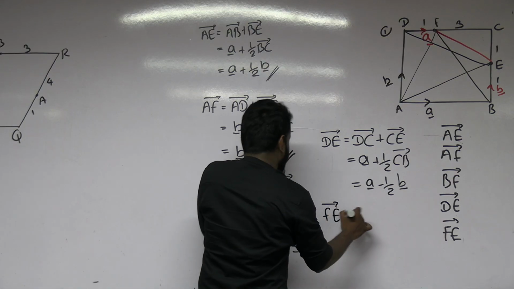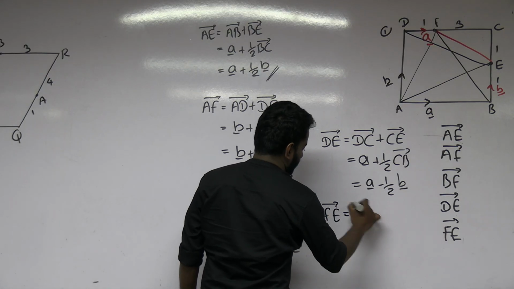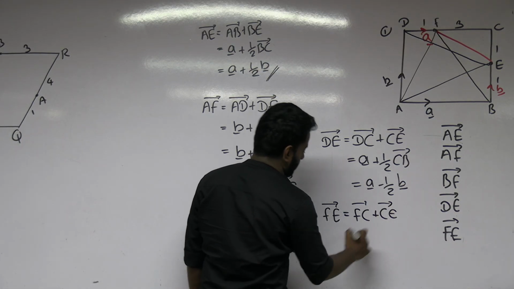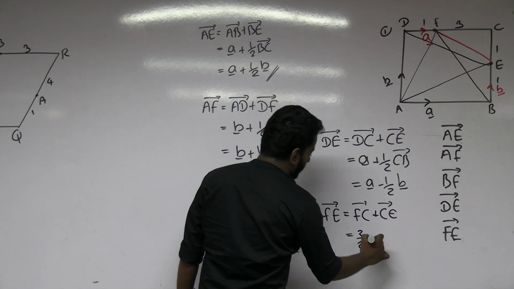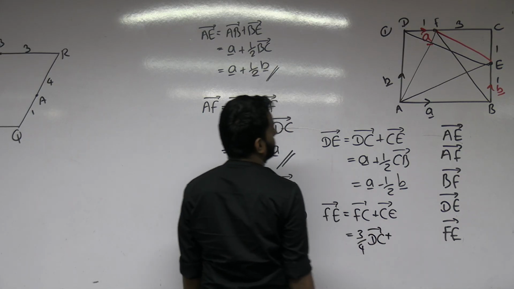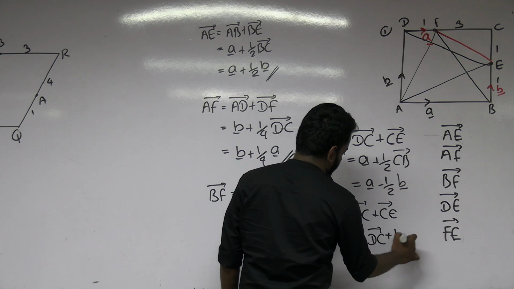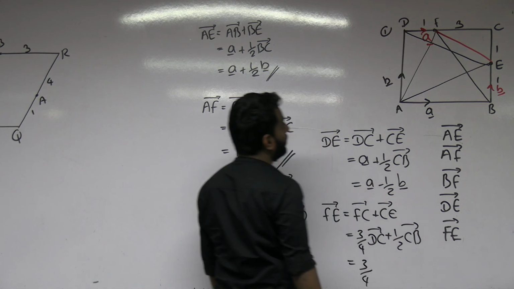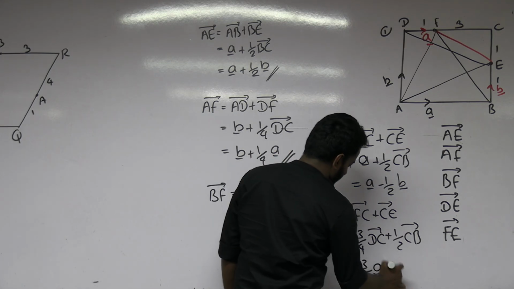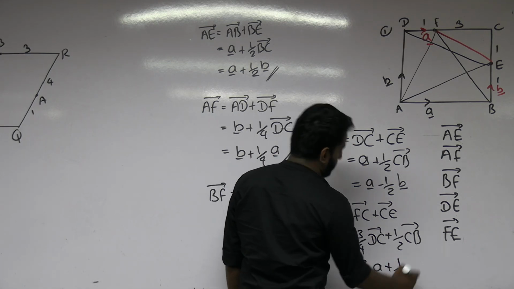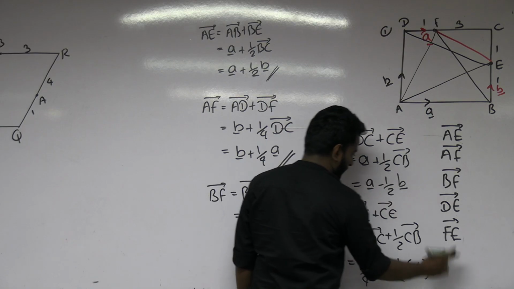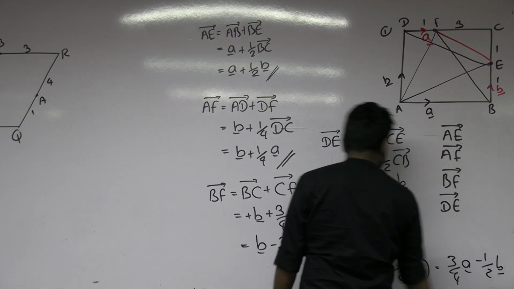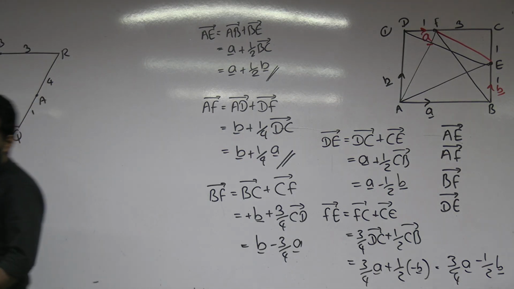So FE equals FC plus CE. FC is a portion, so it's 3 divided by 4, 3 over 4 DC. And CE is a portion of CB, which is half CB. So we can write this as 3 over 4 DC, which is simply A, and half of CB is equal to minus B. So here the final answer is 3 over 4 A minus half B.